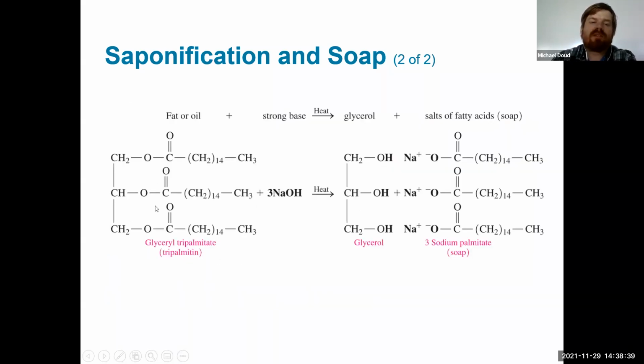So for example, saponification of glycerol tripalmitate here, you form the glycerol molecule just like you did with the saponification of esters. And this time you form the carboxylate salts of the fatty acids. So this is sodium palmitate in here, for example. And that's just one example of the top types of fatty acid carboxylate salts that you can form.